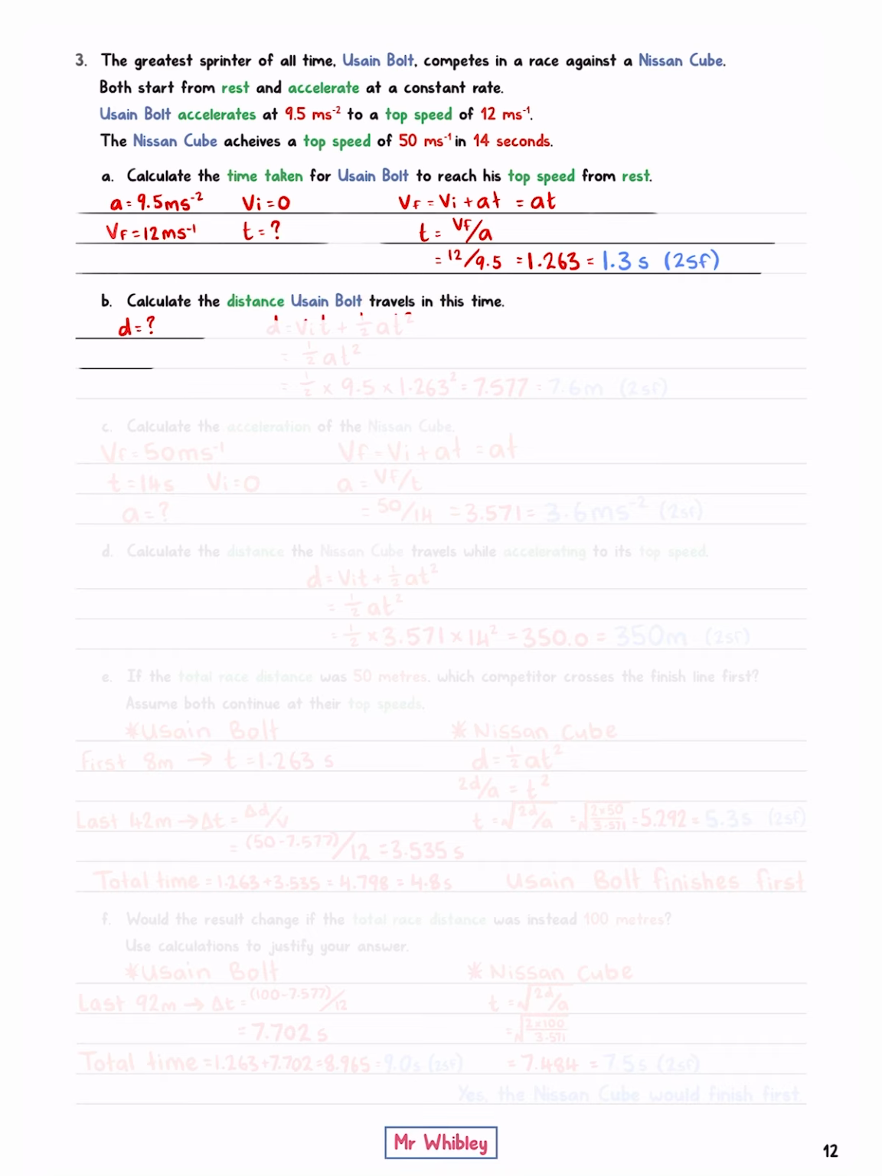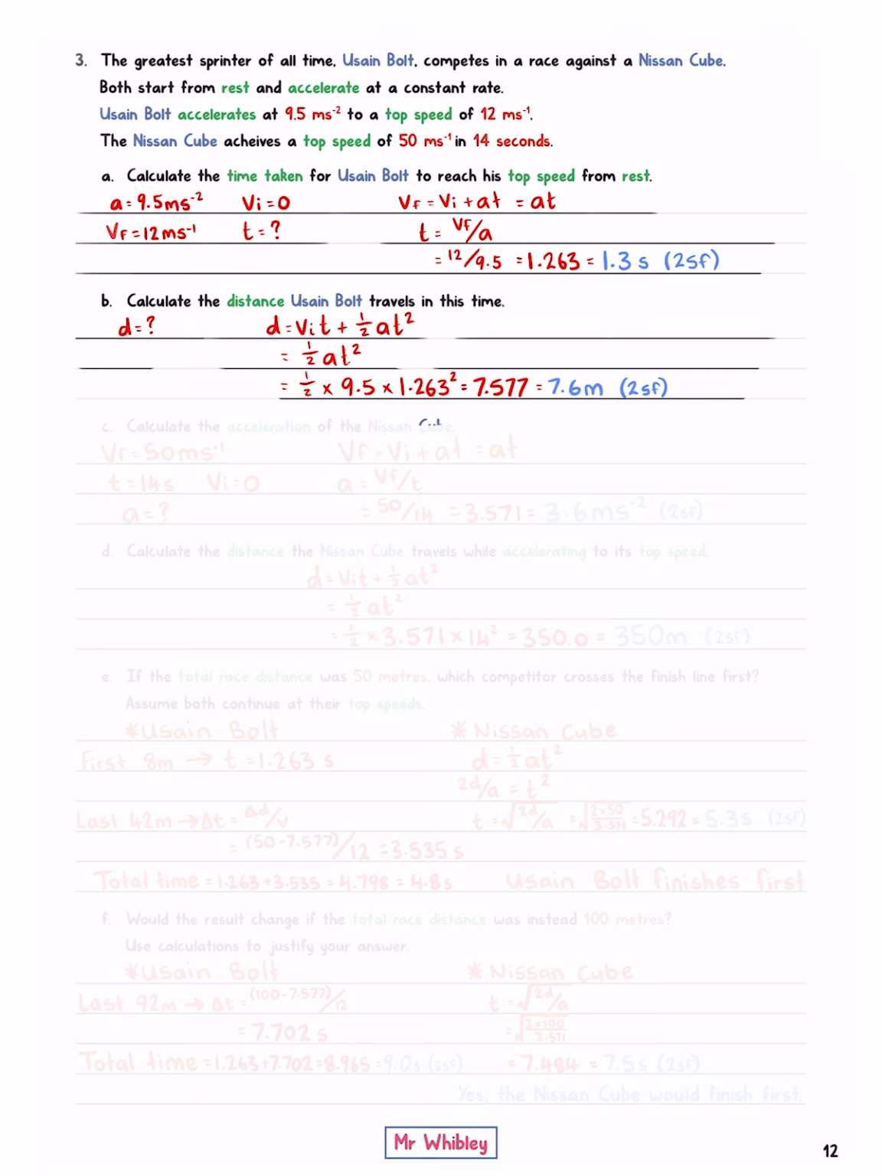To find our distance, we can use this equation here. Vi is 0, so we just need to put in our numbers, which gives me 7.577 or 7.6 meters to two significant figures. Calculate the acceleration of the Nissan Cube.